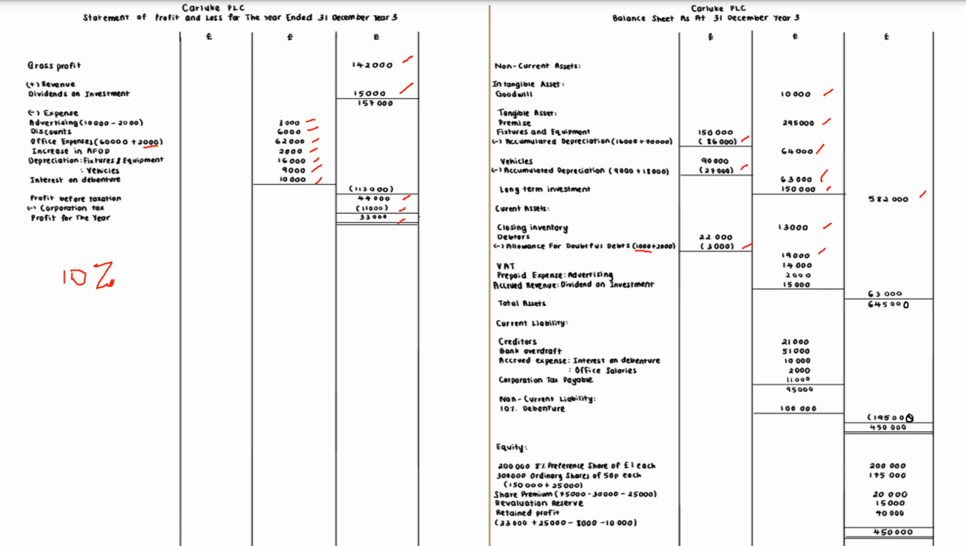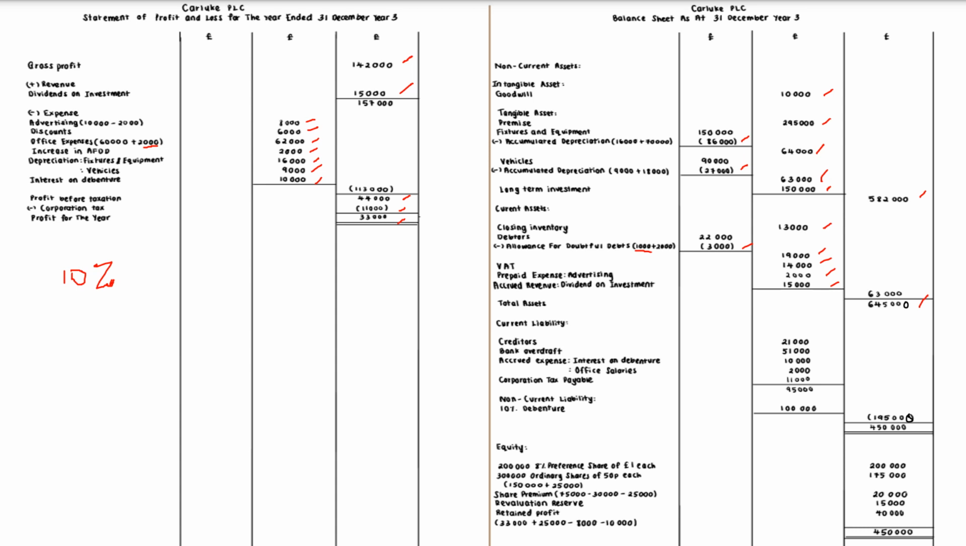VAT, value added tax, in this question is on the debit side, so it's considered as an asset. Prepaid expense for advertising is considered as your current asset as well. Accrued revenue for dividends on investment, since you have not received the dividends yet, will be considered as your current asset. Then you add up your non-current assets plus current assets, you get your total assets.